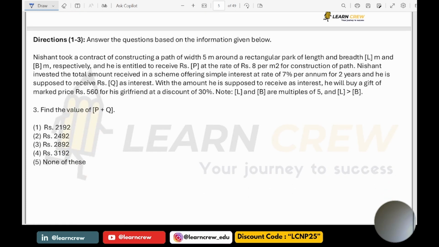Next, third question. Find the value of P plus Q. Already you got P value as 2800 and Q value as 392. So the sum of these two is 3192.